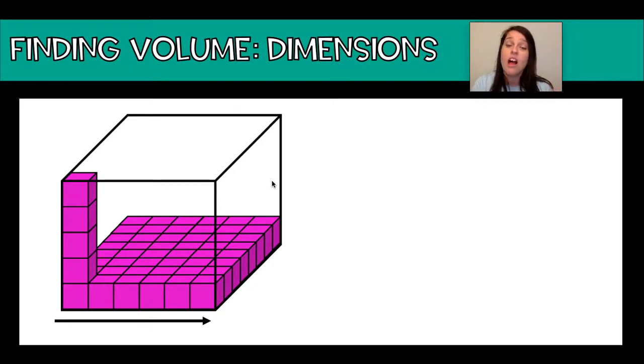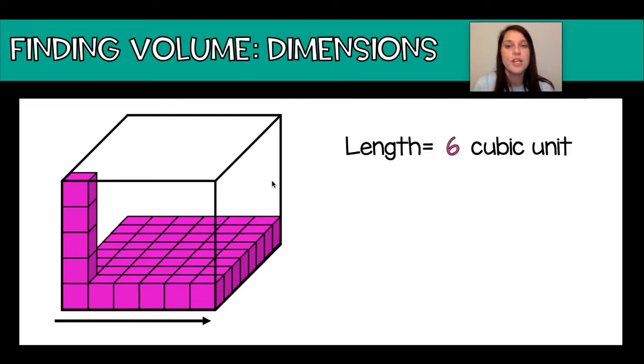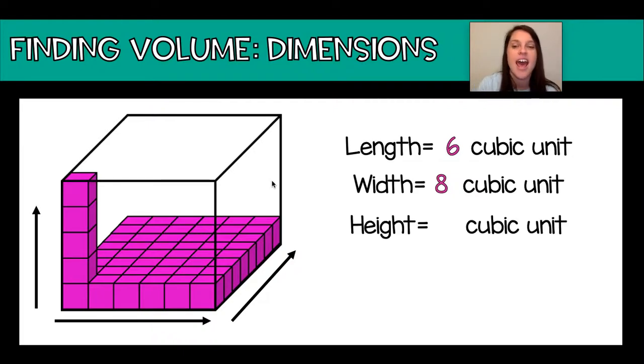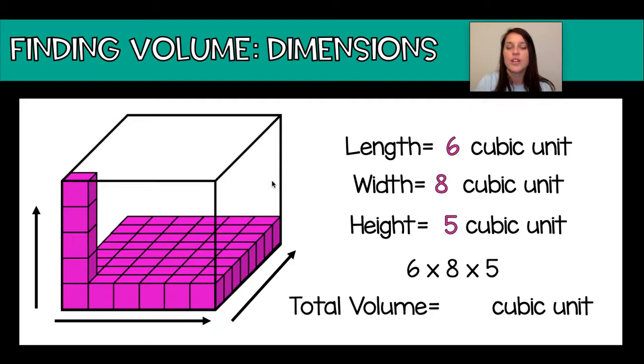The length, or how long this rectangular prism is, based on the front view, is 6 cubic units. The width, this is a little bit harder to count, is 8 cubic units. And our height, or how many layers it has, is 5. When you multiply those dimensions together, you get a total of 240 cubic units.